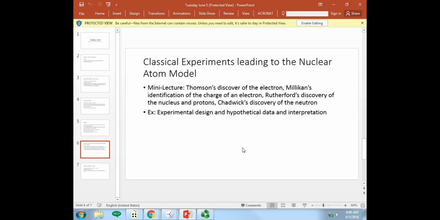Atoms are neutral. Elements are neutral. If you have a chunk of iron and a sample of helium gas, they don't attract each other or repel each other. They're neutral. So if atoms are neutral and they've discovered a negative piece, there must be what kind of other piece? It's got to be positive, right? So Rutherford, so the electron was discovered first.